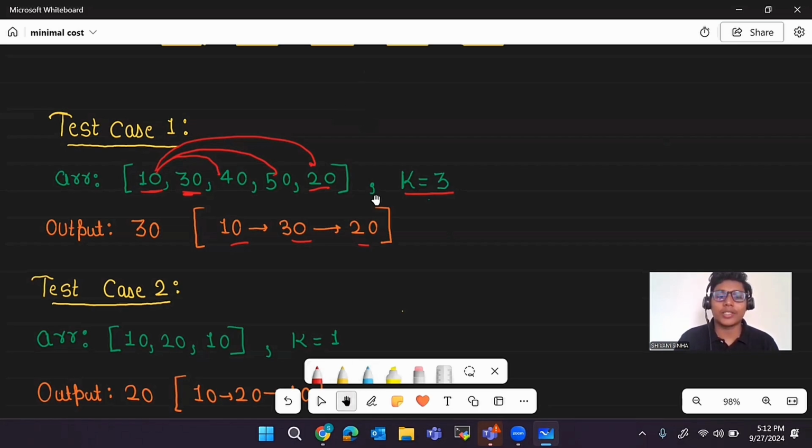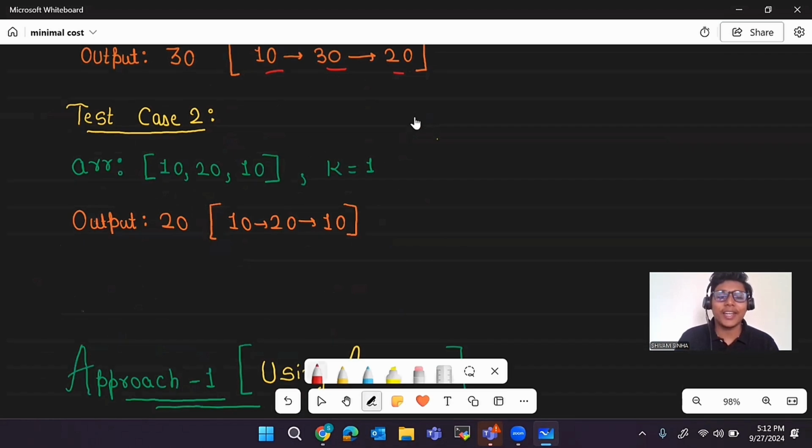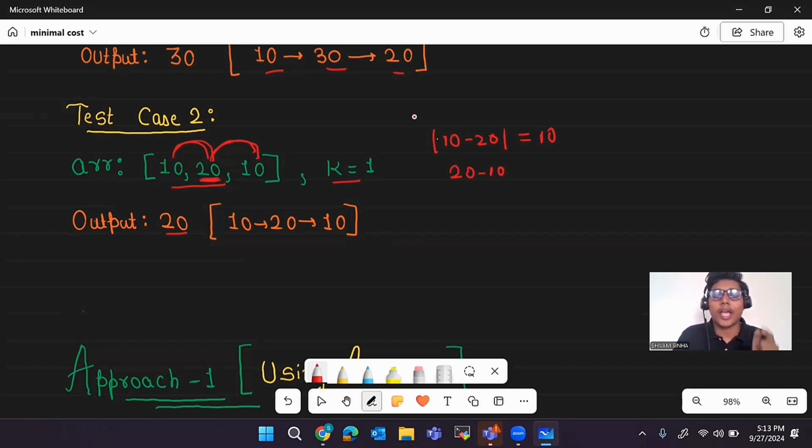Now, talking about test case 2, it is very simple. 10, 20, and 10 is given. Now k is equal to 1. Since k is equal to 1, we cannot move more than one stone at a time. So Geek has only one option, to go from 10 to 20, then 20 to 10. Now how is your output 20 here? When he is going from 10 to 20, there will be some cost, and we saw in the problem statement, the cost will be the absolute difference of 10 minus 20, which is going to be 10. Now from 20 to 10, again there will be some cost, that is 20 minus 10. So every time the cost is the value in the array minus the stone on which Geek is landing. So 20 minus 10, which is 10. So the total cost is going to be 20.